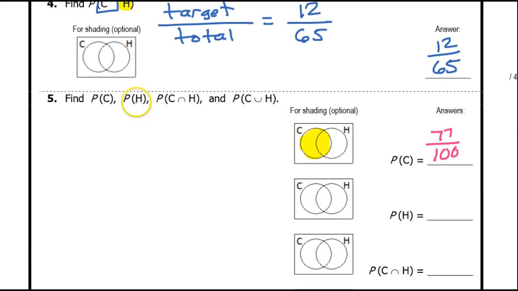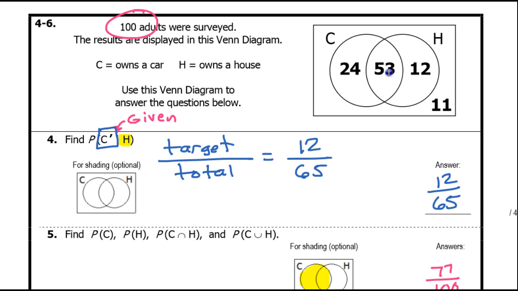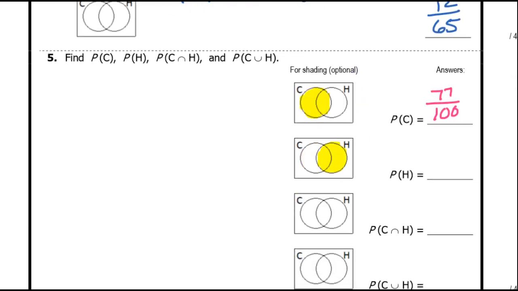All right, now we have the probability of H. So when we say the probability of H, we're talking about everything in this circle. So that's going to be the 53 and the 12. So that's going to be the 65. Okay, so the probability of H will be 65 out of 100, which would be the same thing as 65%. All right, now this is the symbol for AND.